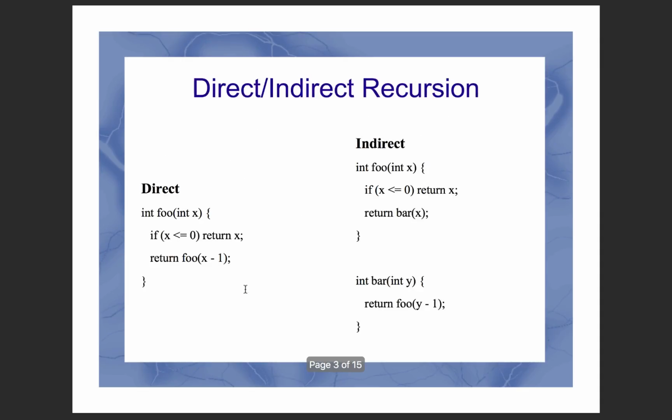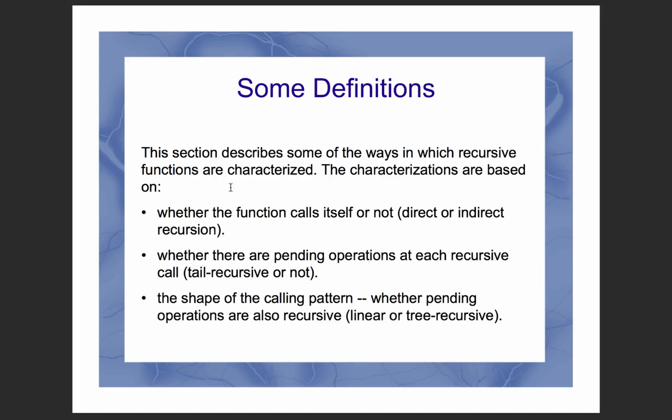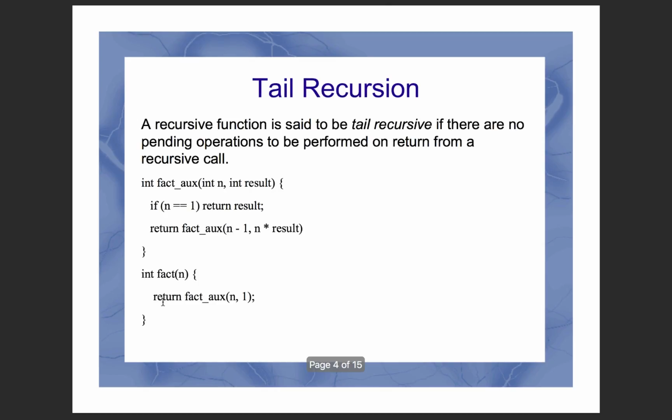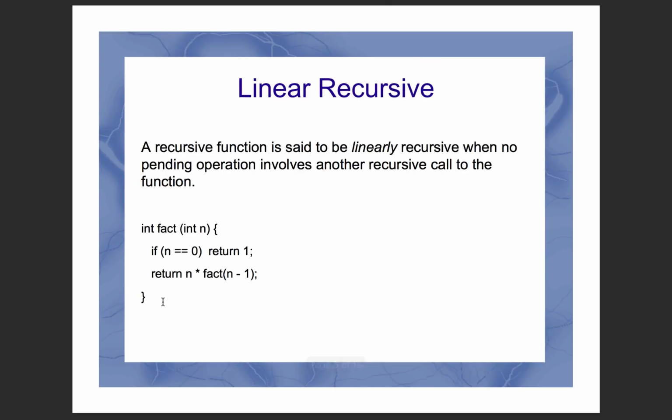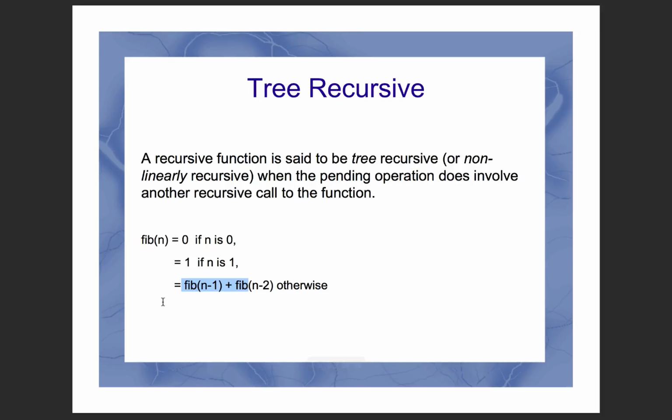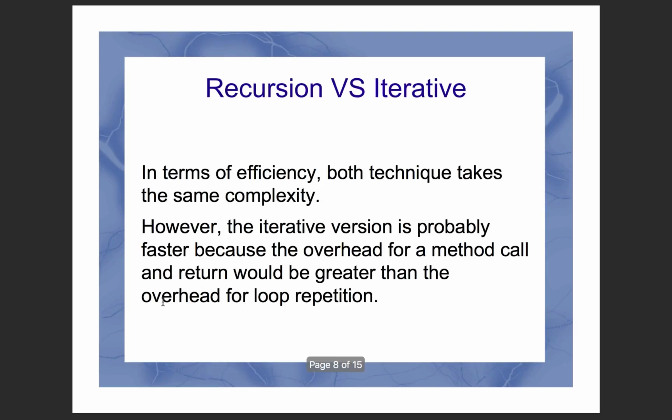So these are the three different types of recursive approach. First one is direct recursive approach or non-direct recursive approach, and second one is tail recursive approach or non-tail recursive approach, and third one is whether it is a linear recursive approach or non-linear or tree recursive approach. We'll see some tree recursive approach examples also later.